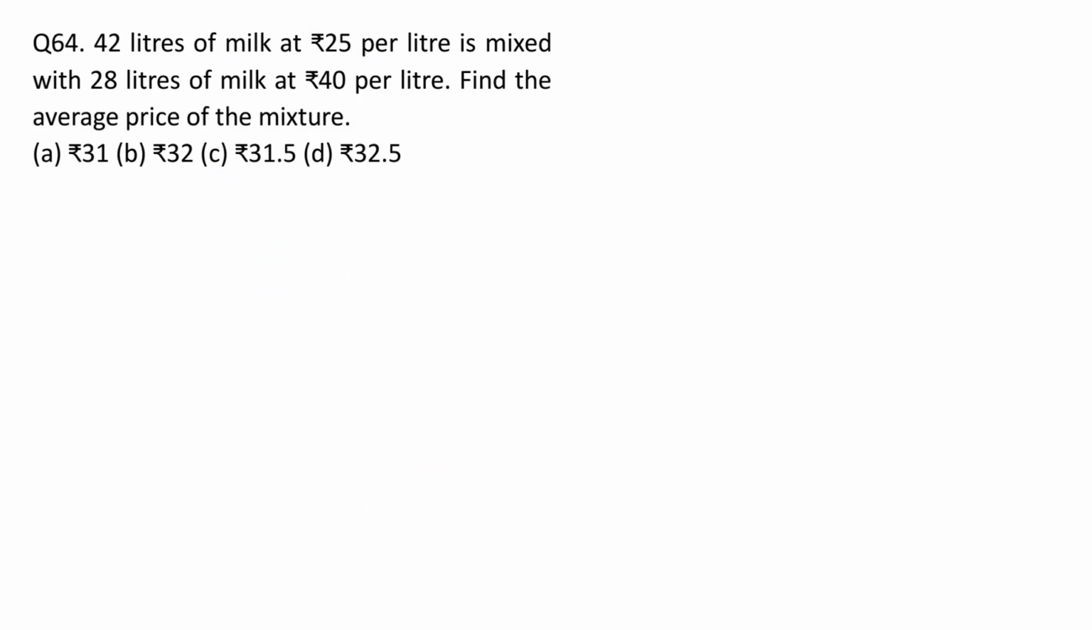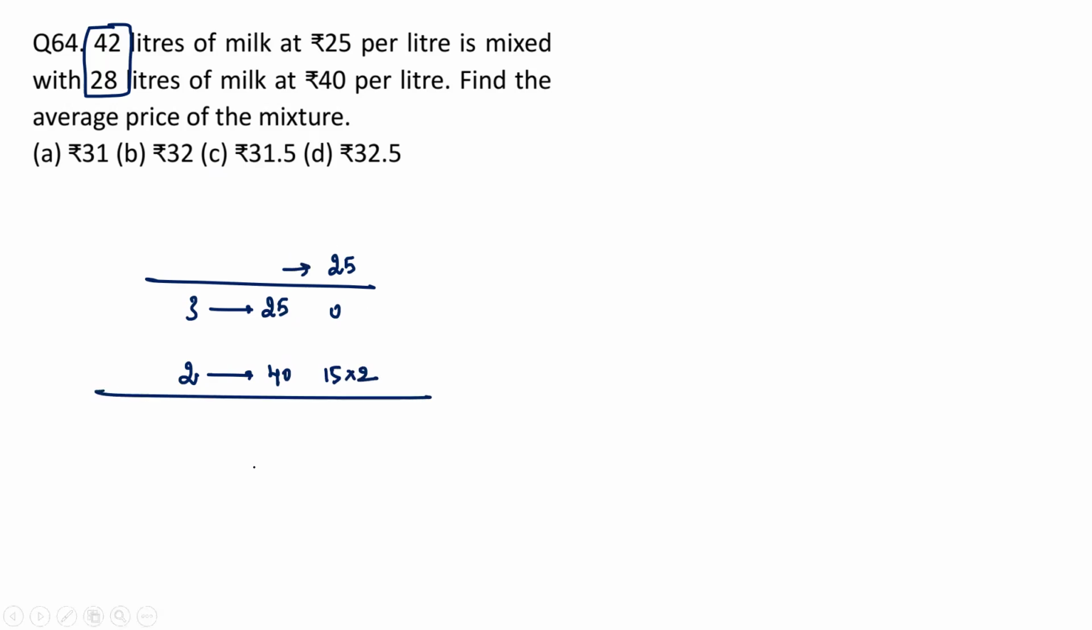42 liters of milk at 25 rupees per liter is mixed with 28 liters of milk at 40 rupees per liter. Find the average price. This is the concept of mixture. You're mixing them in what ratio? You're mixing them in 3:2 ratio. The rate of the first quantity is 25. Second is 40. You can choose any number between them. If you want to choose 25, you can choose 25. It's going to be 0. Difference is 15 into 2.